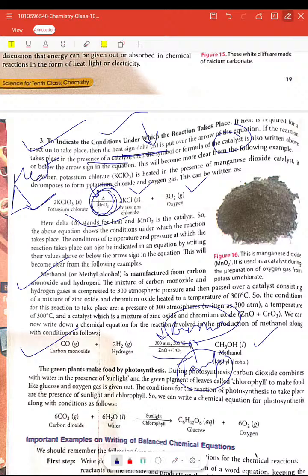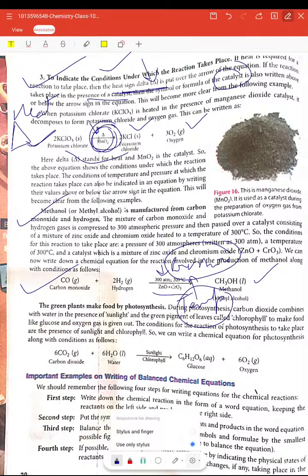The next condition is in the photosynthesis process. The conditions are sunlight and the leaf trapping the solar energy. It has the green pigment chlorophyll. On the basis of these conditions, this chemical reaction occurs. That is called the condition under which the reaction takes place.